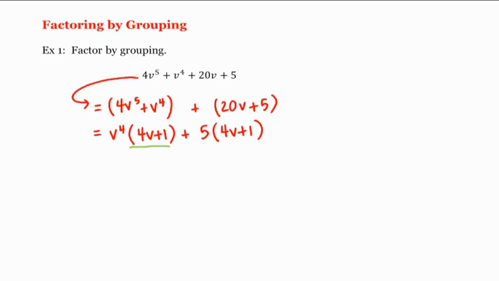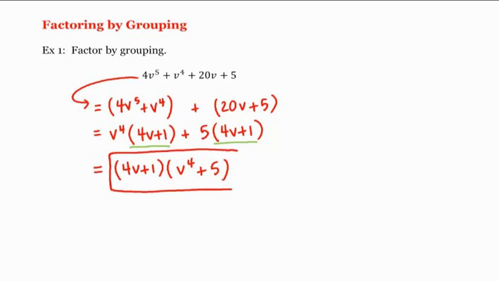which is the same binomial expression in the first grouping, which is why factoring by grouping works here, because now we can factor that out of both of these. In other words, this is equal to 4v plus 1 times v to the fourth plus 5, which would be our answer. Let's look at another example.